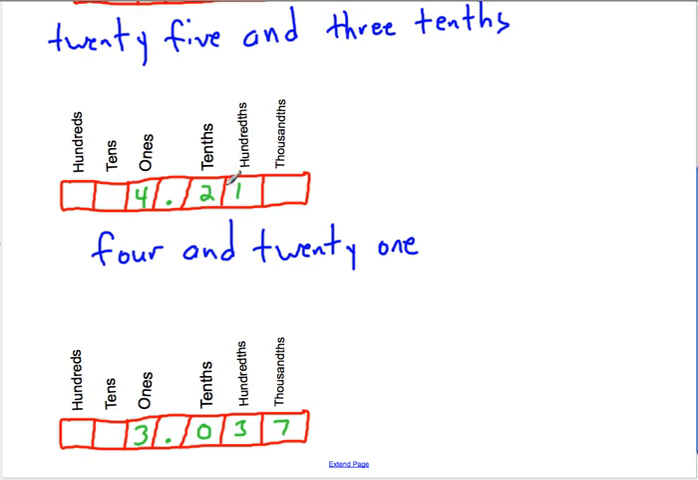Now this number covers two places here. So do you say 21 tenths or 21 hundredths? The answer is you always say the last place value. So 21 hundredths.